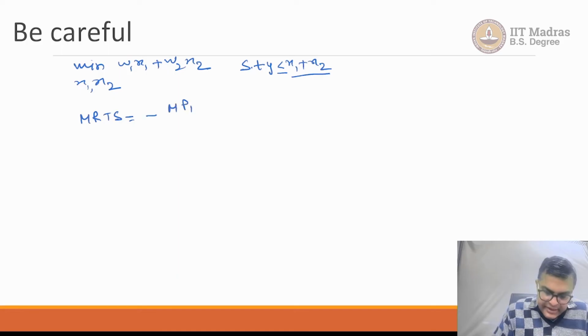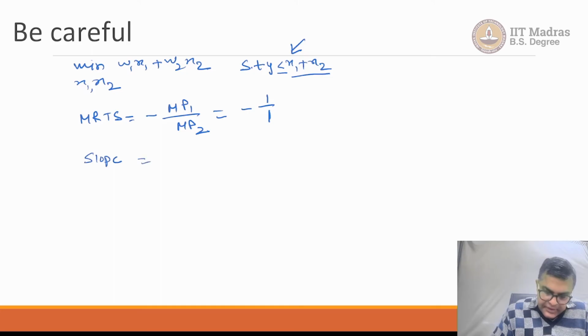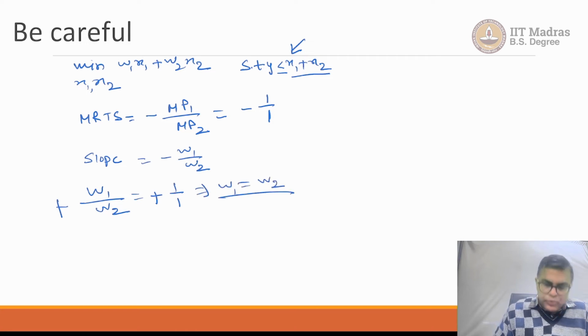MRTS is minus MP1 divided by MP2. How much is MP1? It's equal to A, which we have taken here as 1. So minus 1 divided by 1. And how much is the slope of the isoquant? That is minus W1 by W2. What do we get here? W1 by W2, minus, is equal to minus 1 by 1. This will get cancelled, and from here we get W1 equals W2.